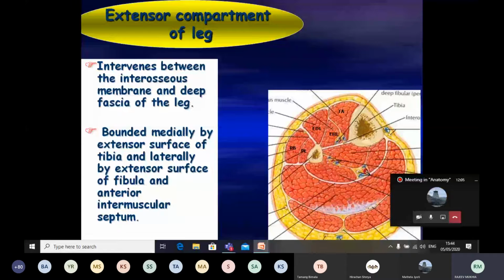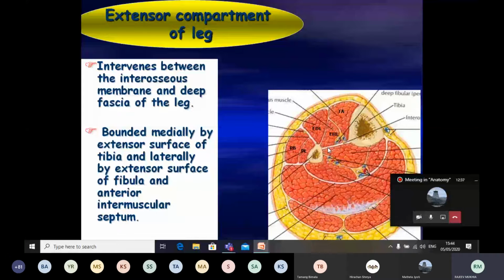Coming to the topic of today's lecture, we will be studying the anterior compartment of the leg. Already I have told you there are three compartments in the leg. Here you can see the cross section of the left leg. To orient: this is the tibia bone, this is the fibula bone, and this structure is the interosseous membrane, which connects both interosseous borders of the tibia and fibula.